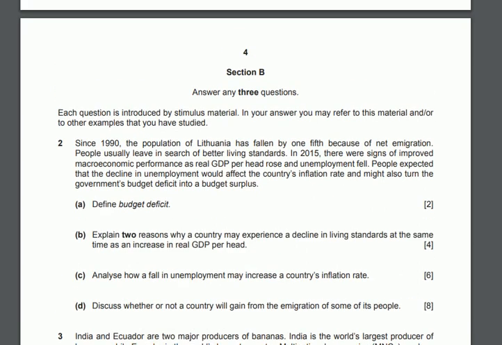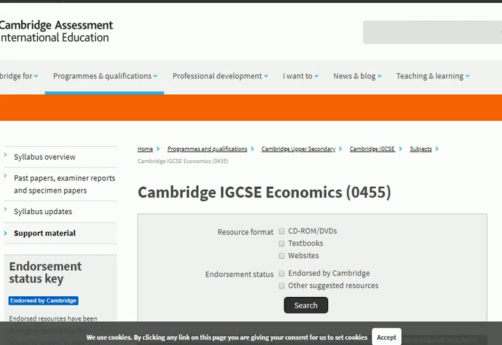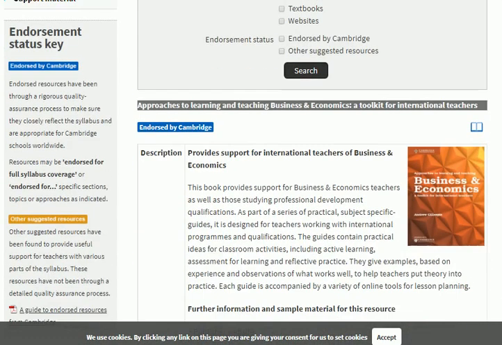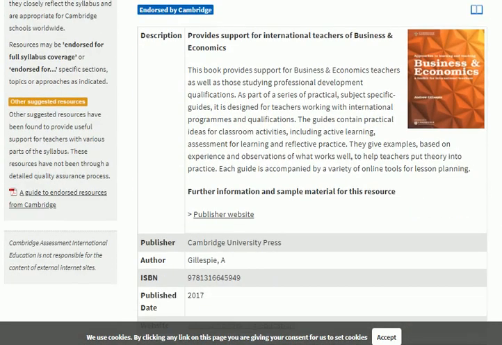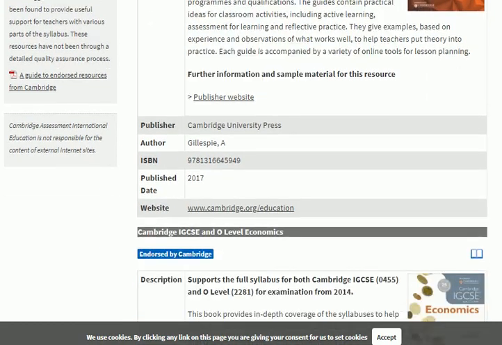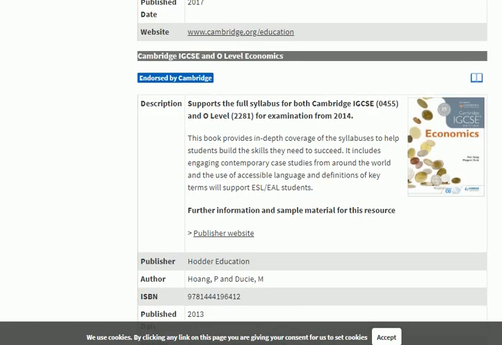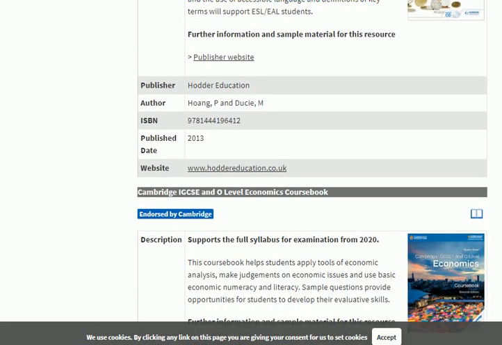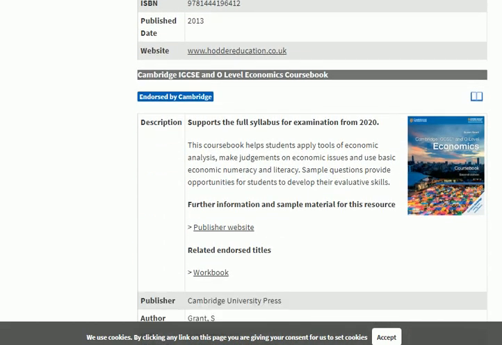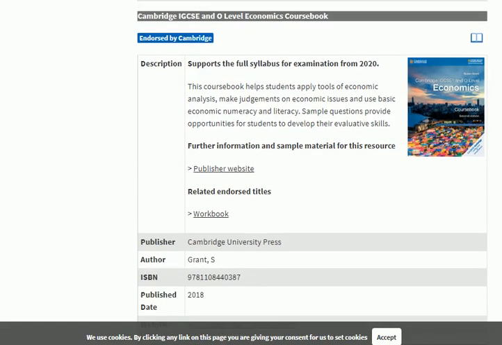That's your paper 2. Resources for this course. They recommend some textbooks. Here you've got some from Cambridge itself, Business and Economics. This one here from 2014, again Cambridge published, a Hodder Education, Cambridge endorsed. This is a more updated one for 2020 in particular, Cambridge IGCSE and O-Level Economics Coursebook. That's from Cambridge University Press.